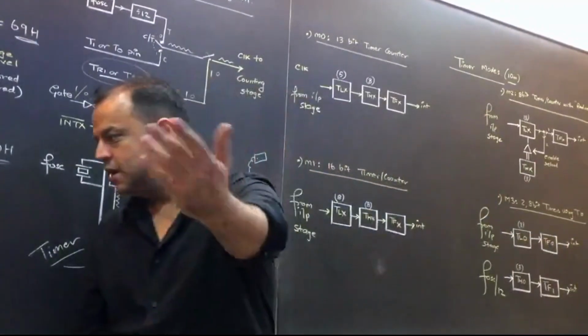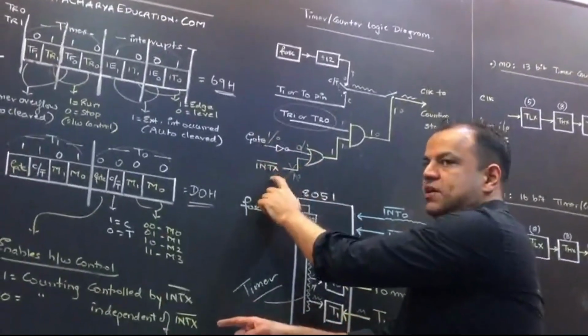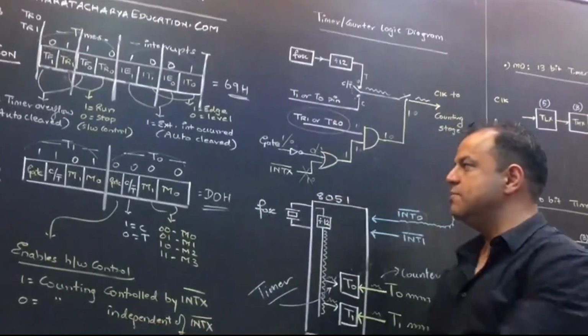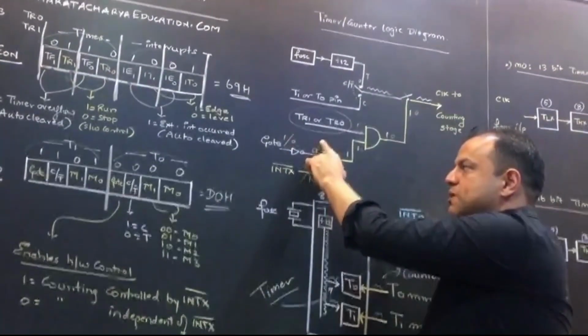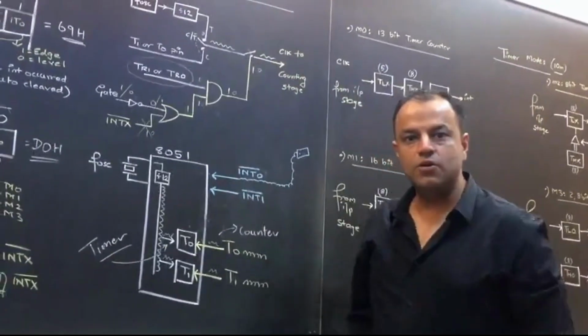So for the last time, if you keep gate 1, counting is controlled by INTX. So you have hardware control. Keep the gate bit as 0, counting is independent of INTX. If gate is 0, this becomes 1, counting is independent of INTX. That is the timer counter logic diagram.